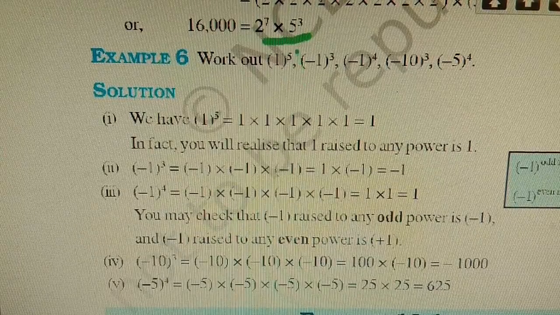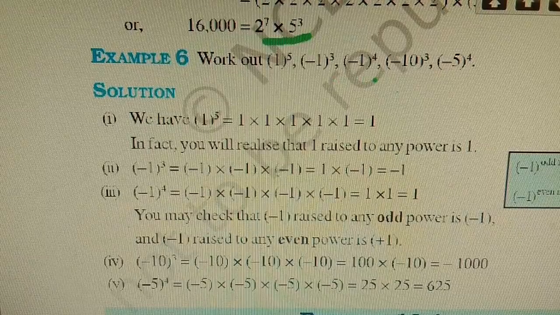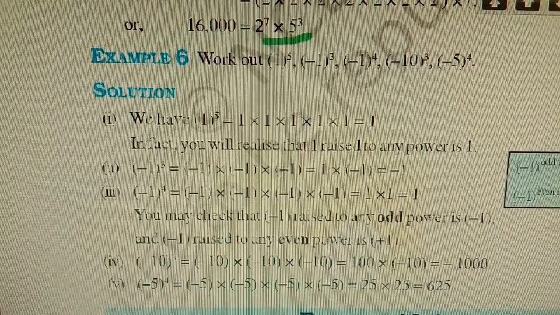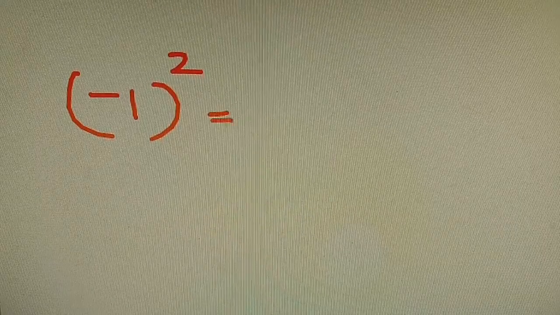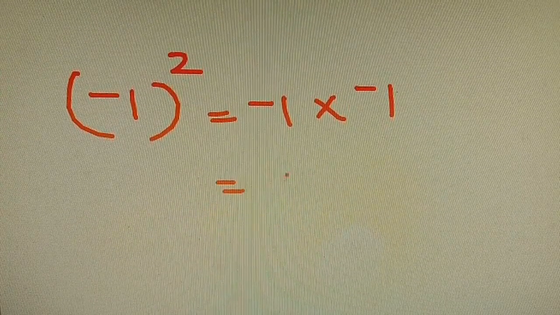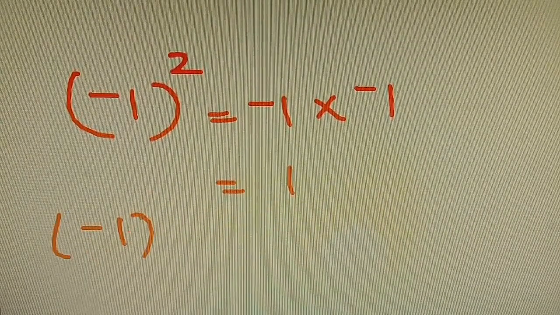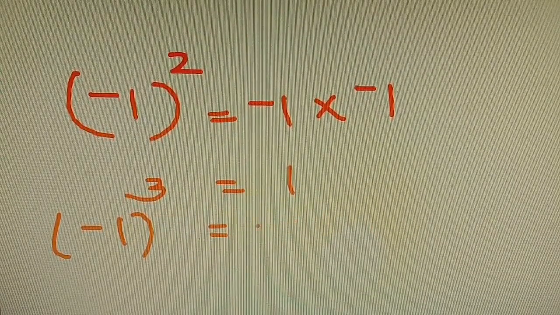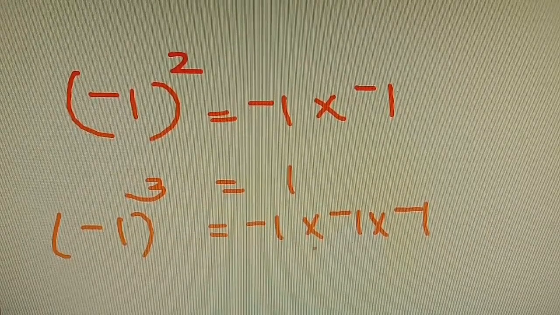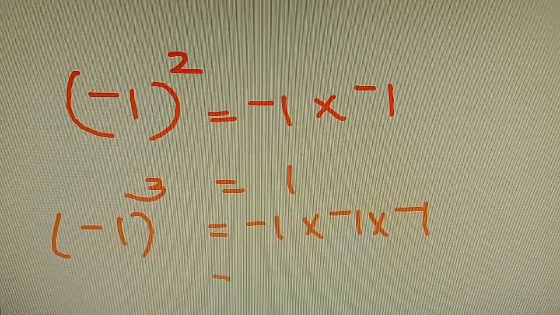Here find the values of 1 to the power of 5, minus 1 to the power of 3, minus 1 to the power of 4, minus 10 to the power 3, minus 5 to the power 4. Okay, these are all the questions. See here, listen. Minus 1 to the power of any number. So minus 1 to the power 2. What is the meaning of minus 1 to the power 2? We multiply this minus 1 two times. So minus 1 times minus 1 is positive 1. But minus 1 to the power 3, what is that? Listen. Minus 1 to the power 3 means minus 1 multiplied 3 times. So minus 1 and minus 1 is positive 1. That positive 1 and negative 1, so that is negative 1.